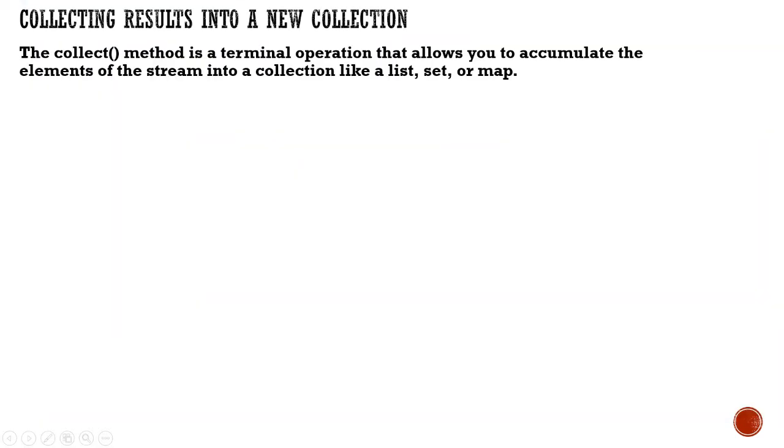Now ultimately, let's say you have some input, you wanted to perform something, and ultimately you want to collect it into some list or set or map, right? So you make use of this particular collect method, which is ultimately a terminal operation. So you're trying to accumulate these elements from a stream, and then ultimately it is going to convert it into some sort of list, set, or map.